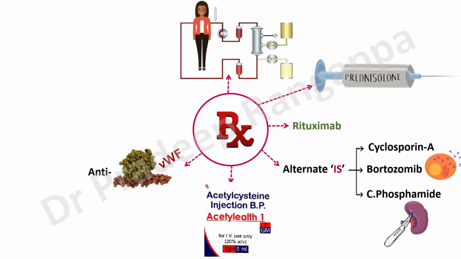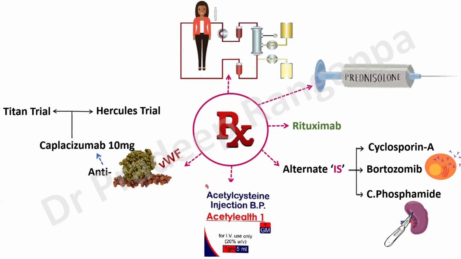This is the structure of von Willebrand factor. There are agents which work against von Willebrand factor. One of the drugs that has been used is caplacizumab, 10 mg given as a bolus, followed by 10 mg later. There are two trials which have shown positive results. These are agents which work against the von Willebrand factor. There is the TITAN trial and the HERCULES trial, which have shown benefit with the use of anti-von Willebrand factor.